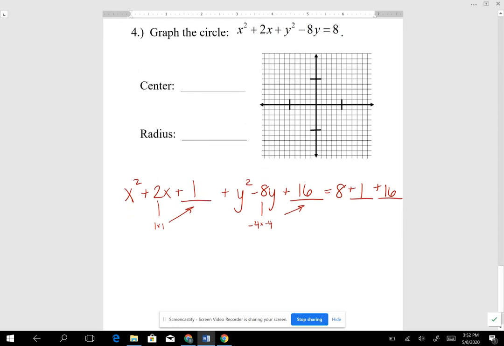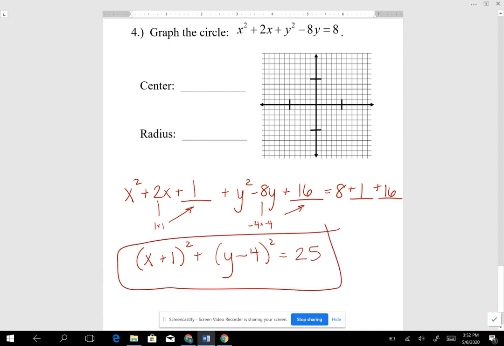All right, x squared plus 2x plus 1, that is x plus 1 squared. y squared minus 8y plus 16. What do you square to get 16? 4. Since it's -8y, you have to be careful. It's -4. -4 and -4 is where the -4y and -4y is where that -8y comes from. And then 8 plus 1 plus 16 is 25. So there's our equation in standard form.